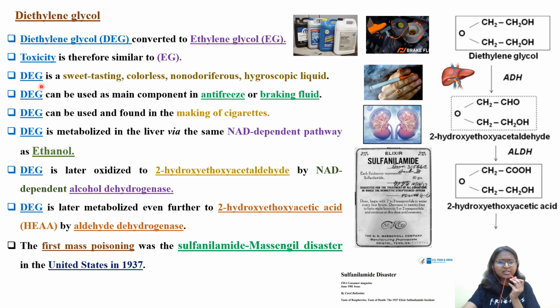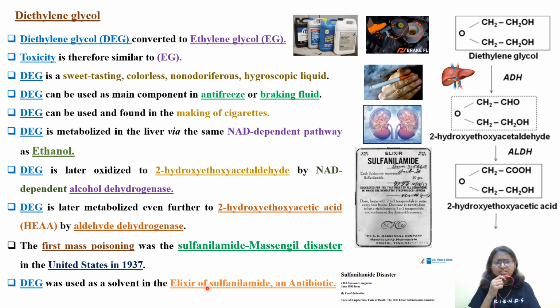Another biggest advantage of using DEG was its sweet taste. The sulfanilamide drug as such was bitter in taste, not palatable for children's formulation. So by preparing an elixir or a solution in DEG, it also enhances the sweet properties. But once it started coming into the market, there were hundreds of deaths because diethylene glycol as such causes kidney toxicity and other toxicities.